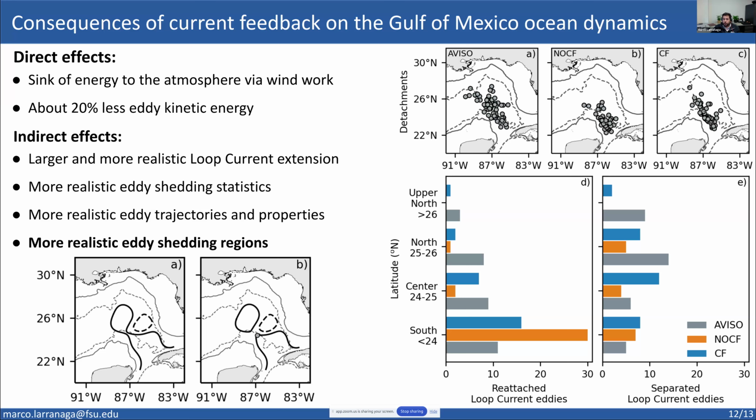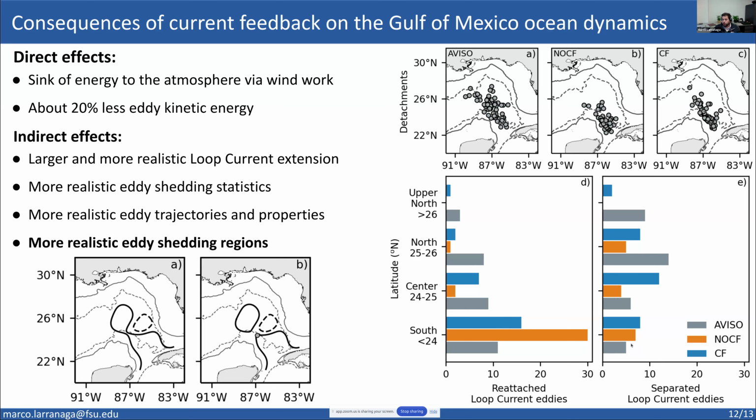So if we classify these detachments along the latitude with these histograms, and also separate them into reattached and separated, we are going to have a lot of information. For example, Aviso, in gray, seems more prone to produce reattachments in southern latitudes and more prone to produce separations in northern latitudes. The current feedback experiment is properly resolving that, but has a bit of problems in the southern separation reattachments. It has somewhat larger reattachments in comparison with Aviso, but it's doing better than no current feedback.